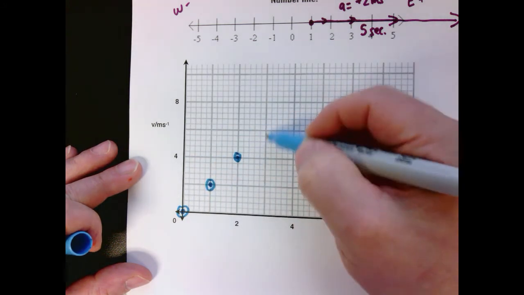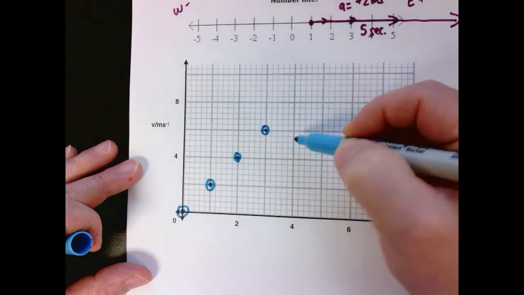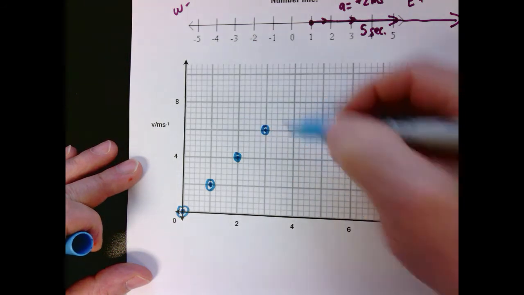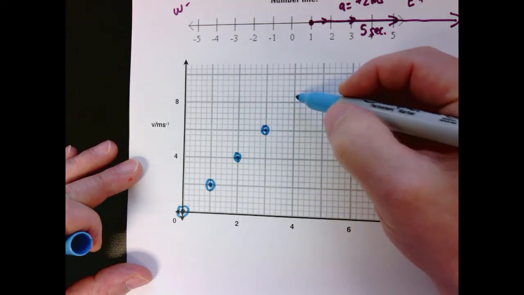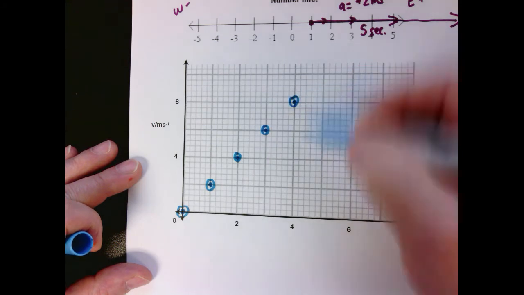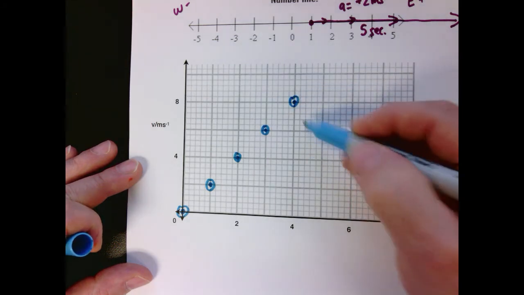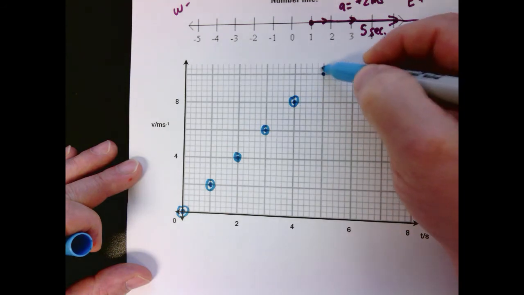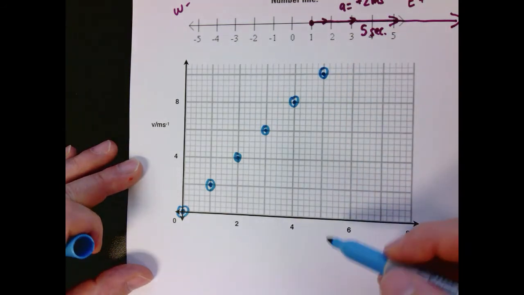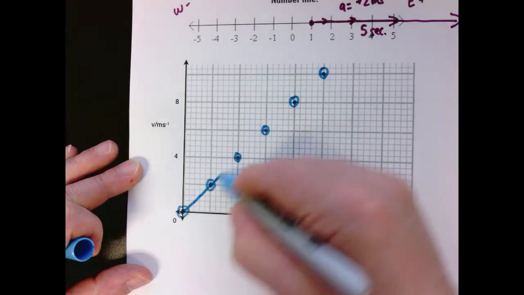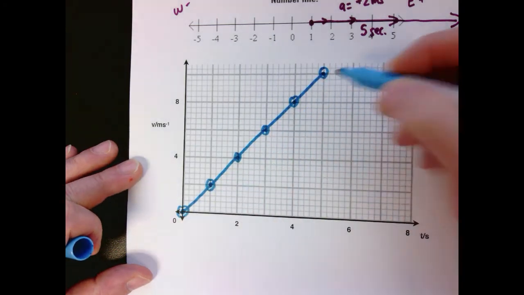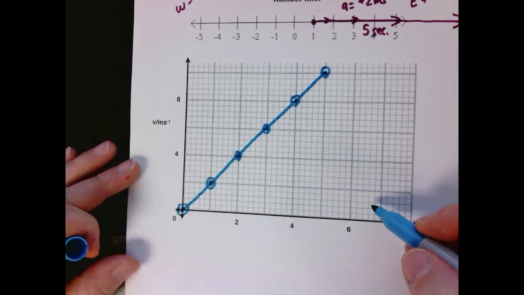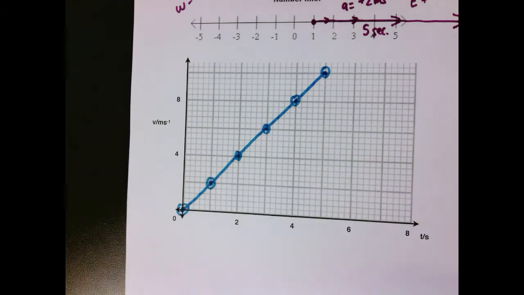And in the next second it's going to increase by another 2 meters per second. And in the next second, it's going to increase by another 2 meters per second. So we're at 4 seconds, and the 5th second, it's also going to increase by another 2 meters per second. So what we can see here is this is the graph of the velocity over time, increasing. That's acceleration.